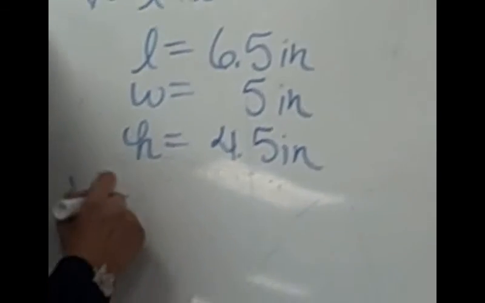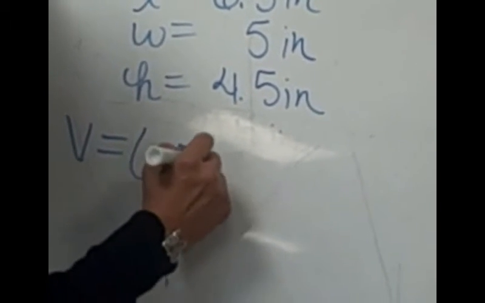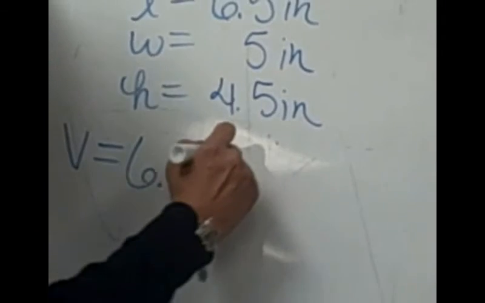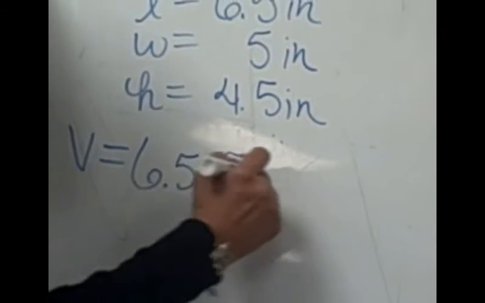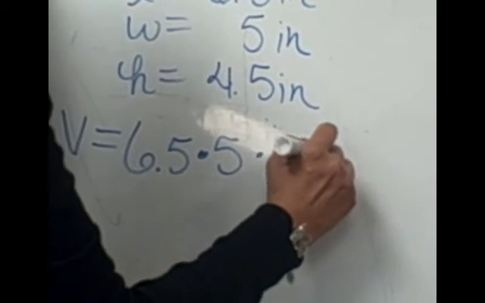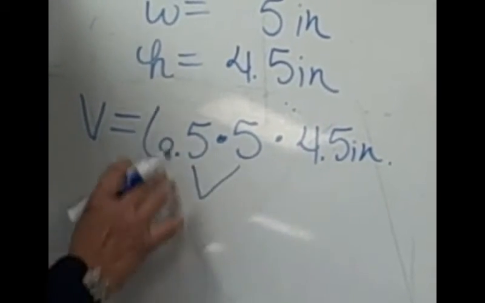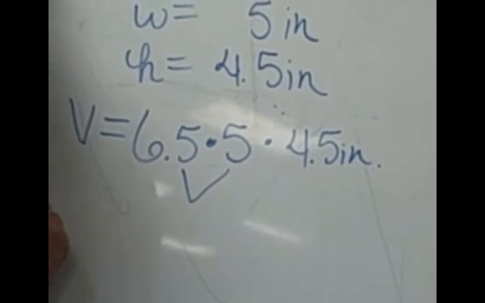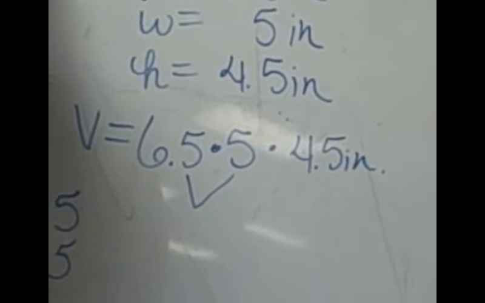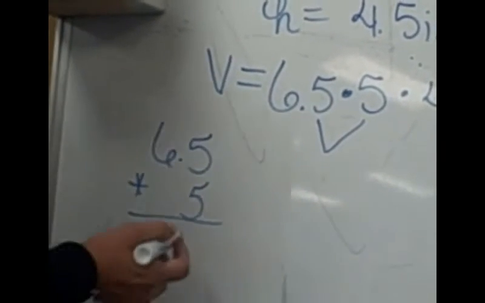So taking our formula, go ahead and start plugging in our numbers. Our length is 6.5 inches times width 5 inches times our height 4.5 inches. Go ahead and multiply. 6.5 times 5, and what do you get? And work them out on your own, then let's check our answers.